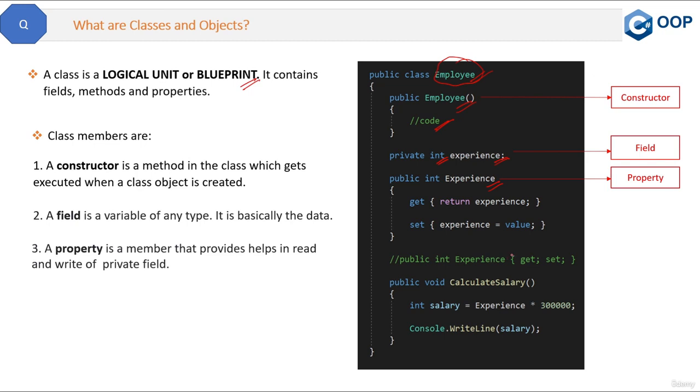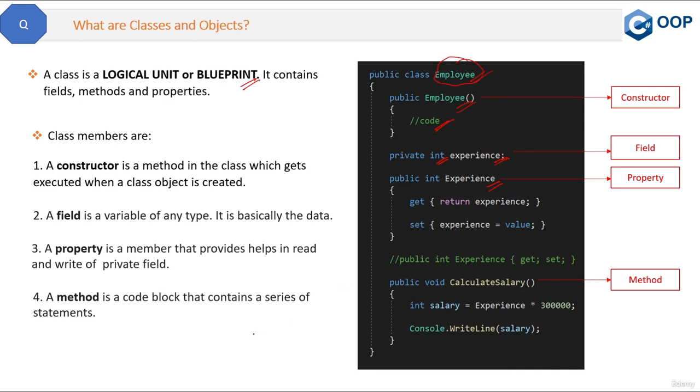Next important class member is method, which is calculate salary here, and which will calculate the salary of the employee. The most important method for every employee, I think, right? Now, a method is a block that contains a series of statements, or you can say all the business logic of your application will be placed inside the methods only. Remember, properties are also special kinds of methods only, but properties only get and set fields. Therefore, it is convenient to keep them separate from normal methods. So this is a normal class we have in all our applications.